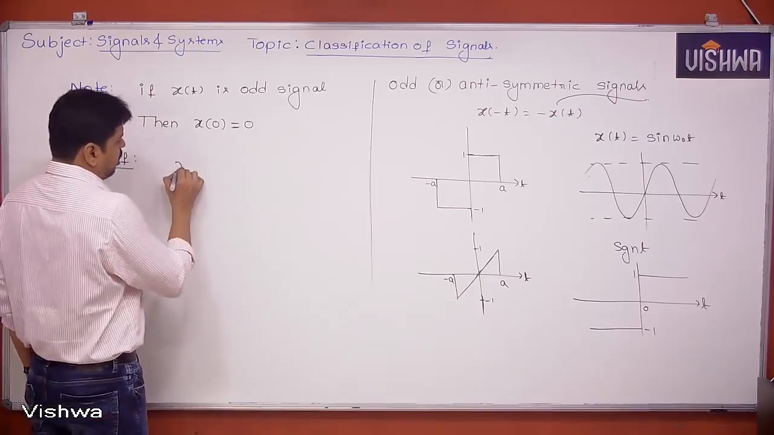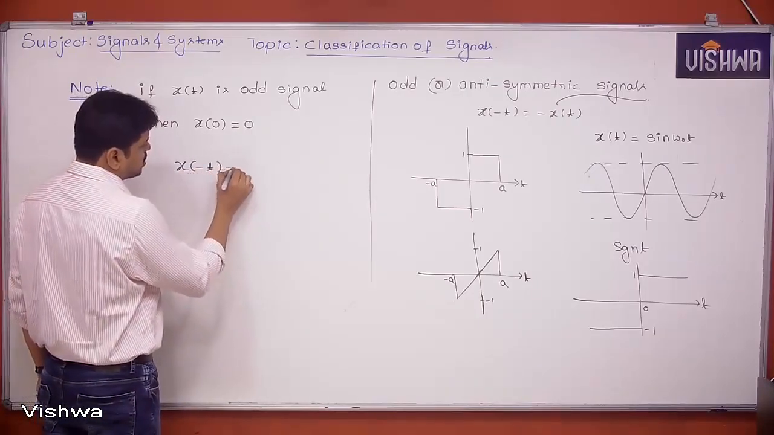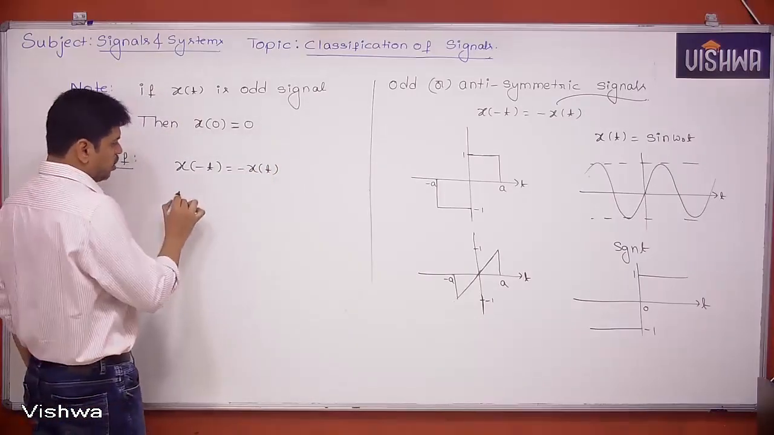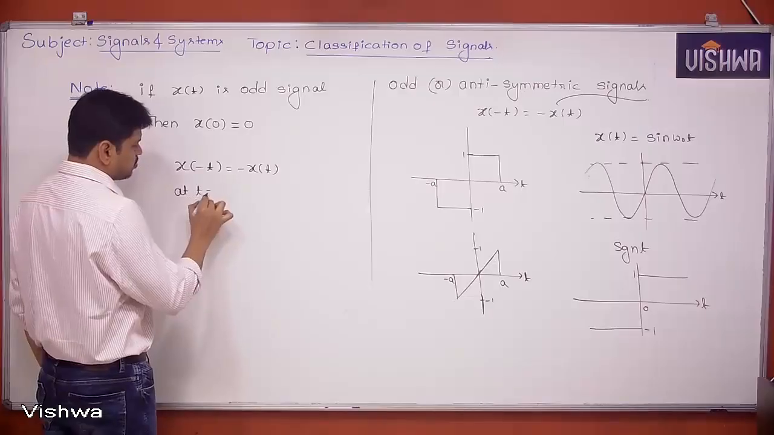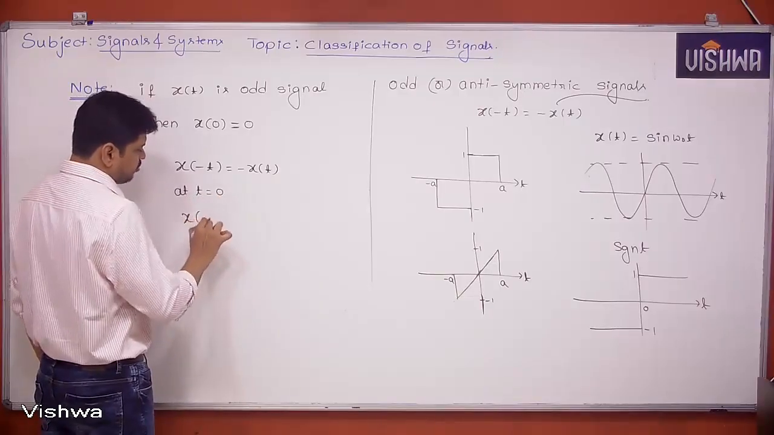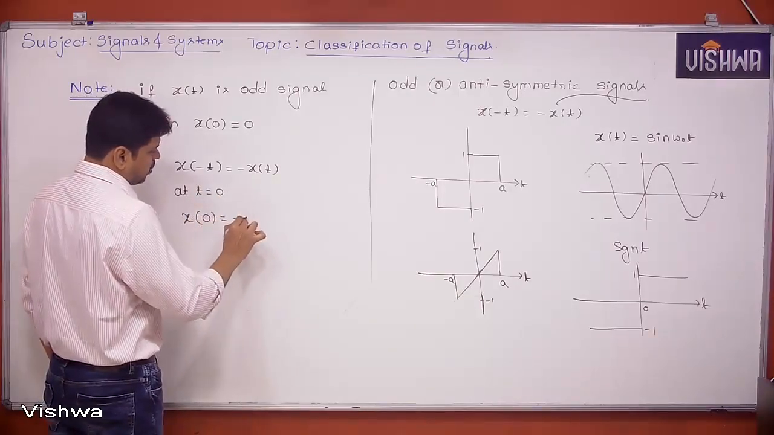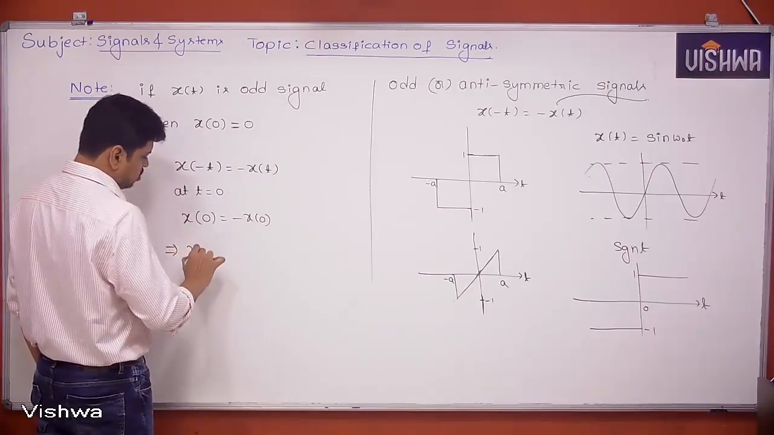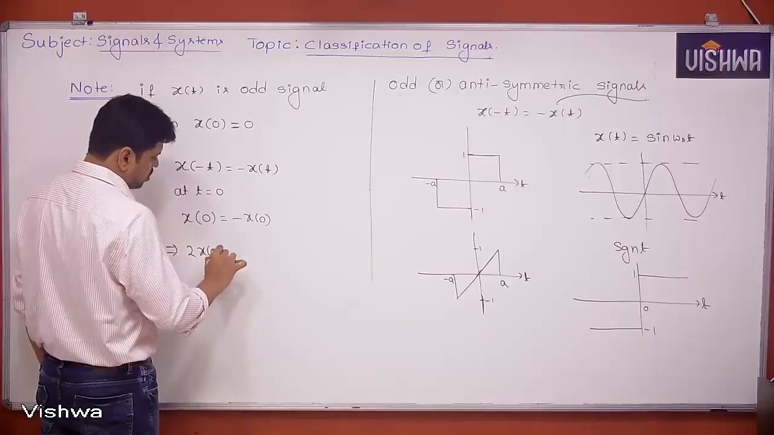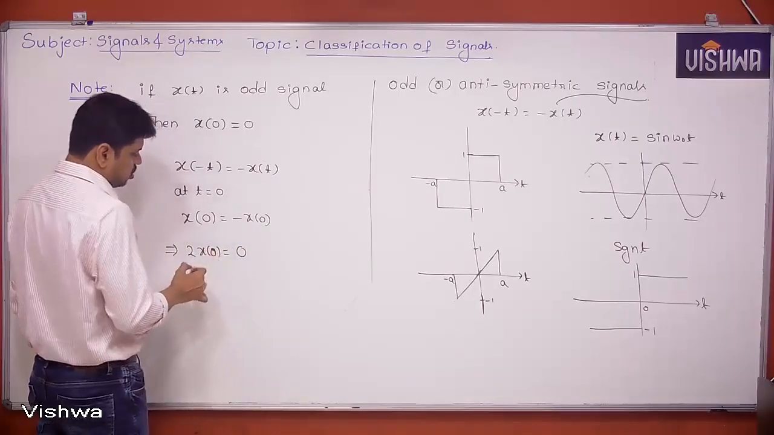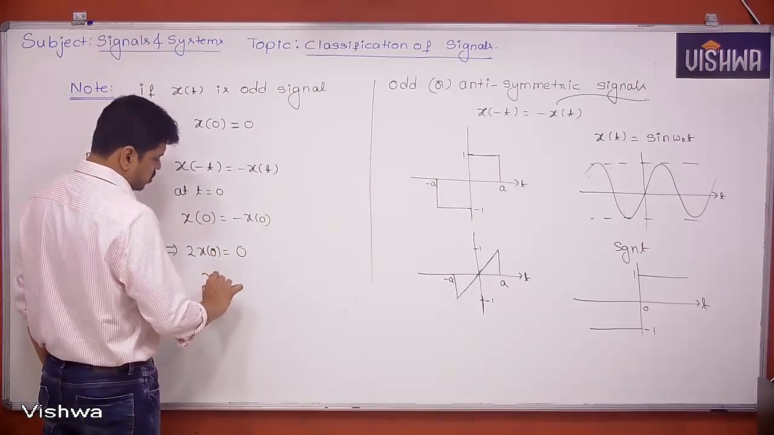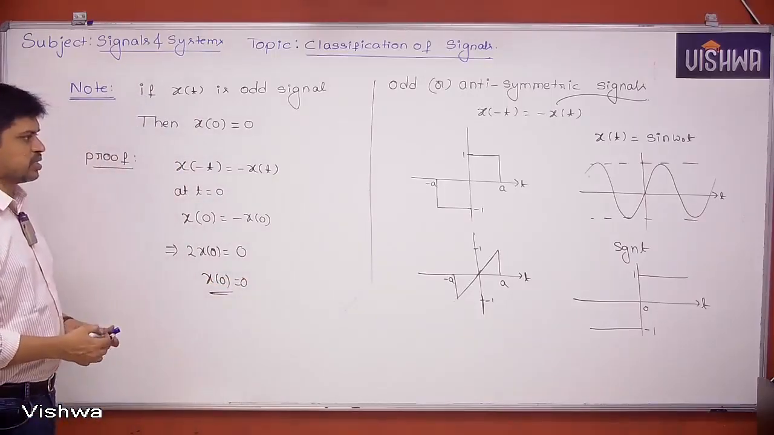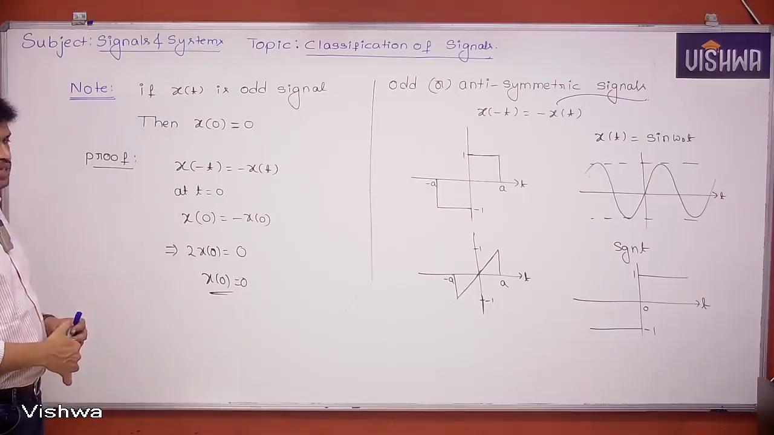If x of t is odd, can I write x of minus t is equal to minus x of t? I can write. Now at t is equal to 0, I want to see. Then x of minus 0 is equal to 0 minus x of 0. Bring it here, that implies 2 small x of 0 is equal to 0. So 2 cannot be 0, definitely x of 0 has to be 0. That's what it is. So remember, at the origin the value of the function is always 0 if it is an odd signal.